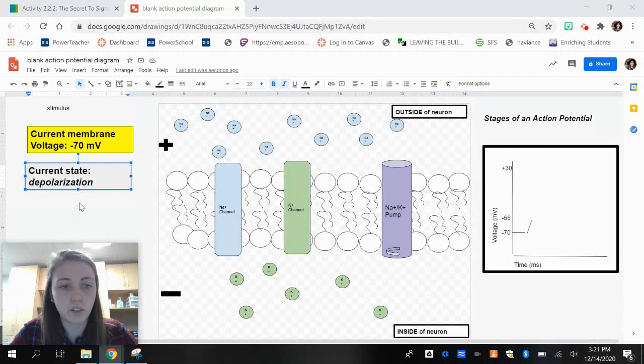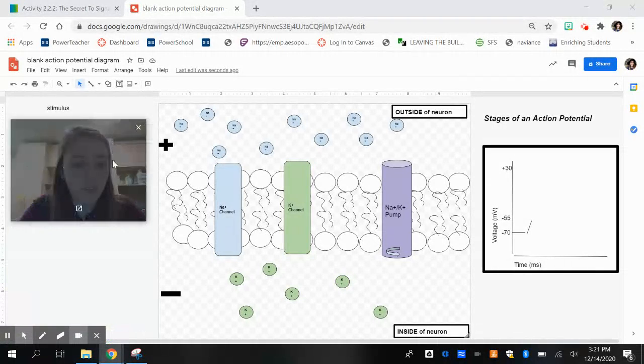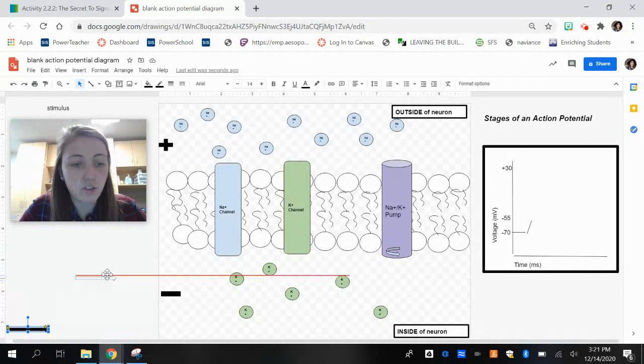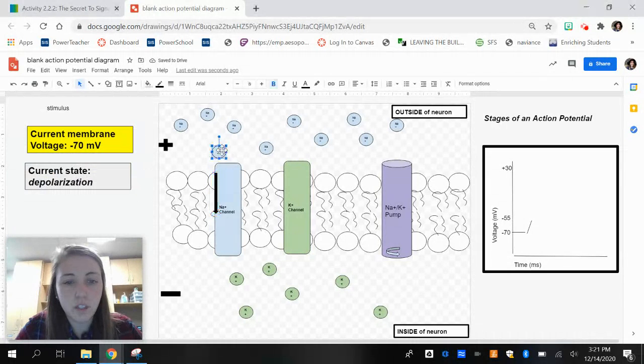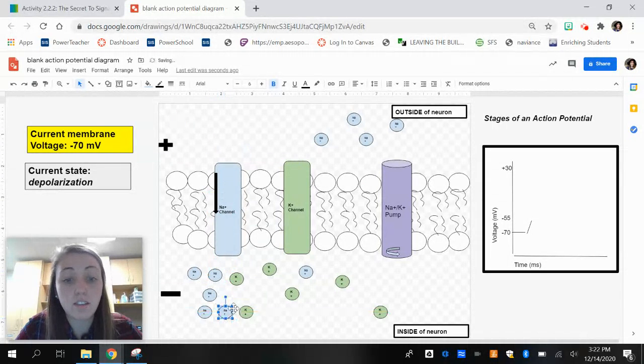Sorry, my face is so big right there. So I have a little arrow that shows the direction that things are going to move. And during depolarization, the sodium channels are going to open, and all of these sodium ions are going to flood into the cell. They're going through the channel protein, so I should drag them through there. And if you think about what is happening, we are having positive charges leave the outside of the cell and enter into the inside of the cell.